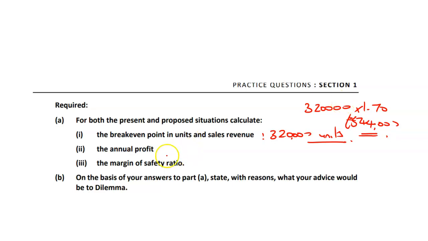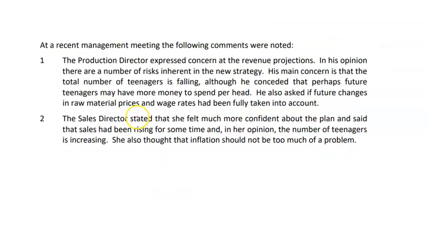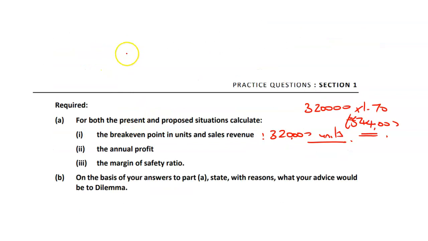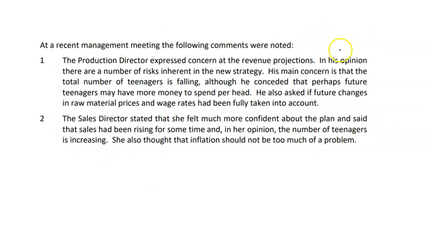So then they want the annual profit given the current situation. So if you want the annual profit, well, it's just working out profit. There's two ways to do this. Personally, I think you should do this creatively. You should say, well, 500,000 units at contribution of 30p, and then deduct the fixed costs, because that's a really good way of doing it. It shows you understand what's going on here. Yes, the fixed costs are 96,000.